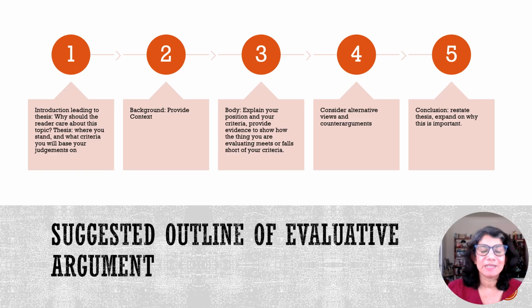So when you structure an evaluative argument, like pretty much every other argument, there's 5 parts to it. You always begin with an introduction that leads to your thesis. Your introduction should always talk about why people need to care about this. Why should it matter? Why do they need to keep reading? And then it leads to your thesis.